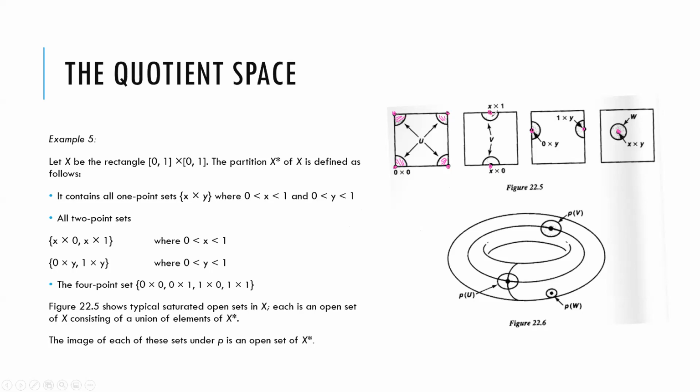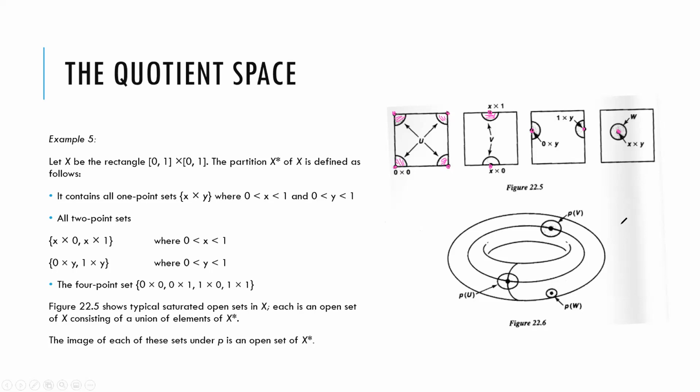So our shaded regions are our typical saturated open sets in X, or they're collections of open sets in X asterisk. So the image of each of these sets is an open set of X asterisk. And here we see their images. So this is the set U, and it would come in the inner part of the torus. And set V would come on the inner edge, and set W would be just somewhere on the torus.